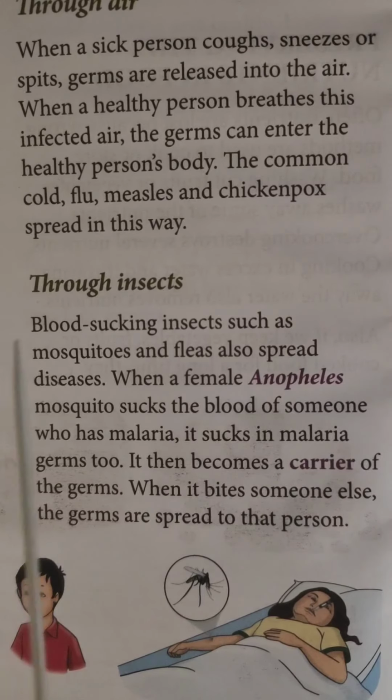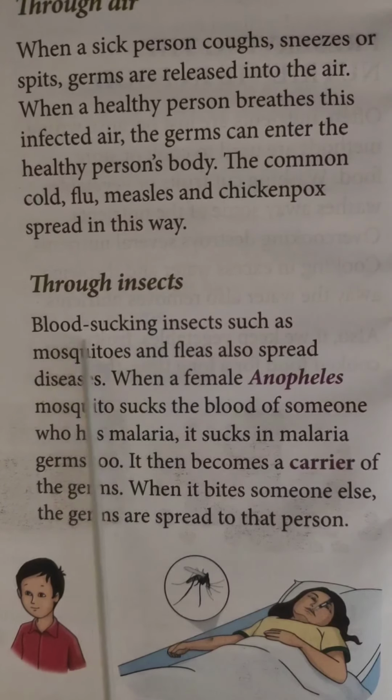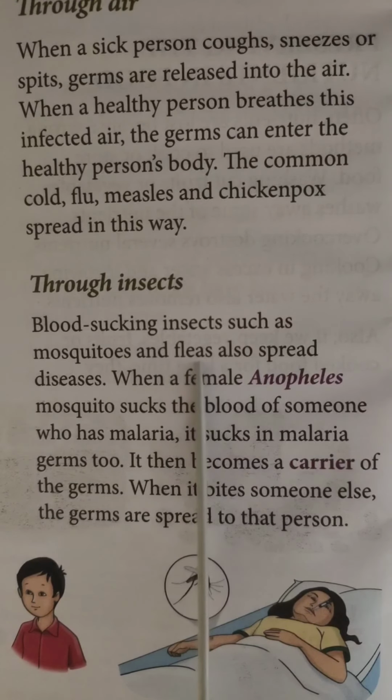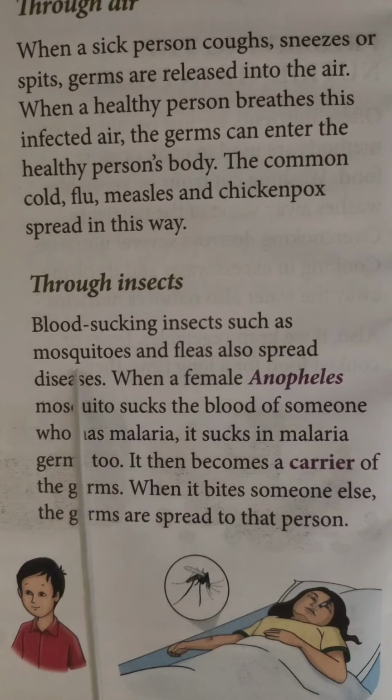Now we'll learn the third method, through insects. Blood-sucking insects such as mosquitoes and fleas also spread diseases. Fleas, you know, right? Somewhat similar to ticks. If they ask you to name the insects which spread diseases, your answer should be mosquitoes and fleas.